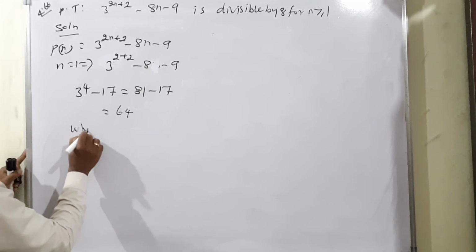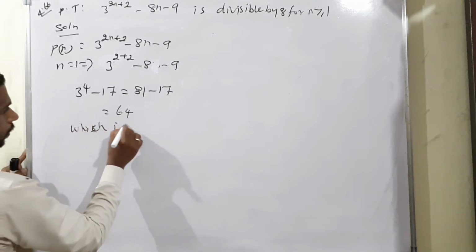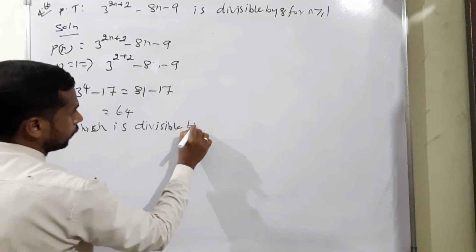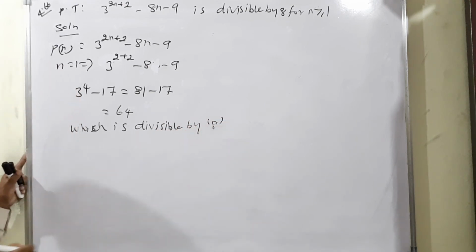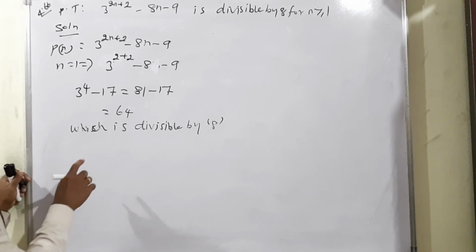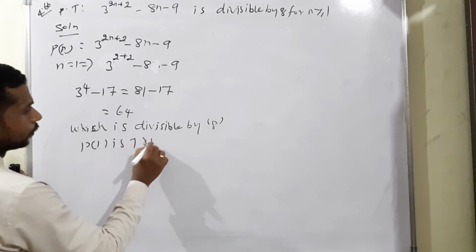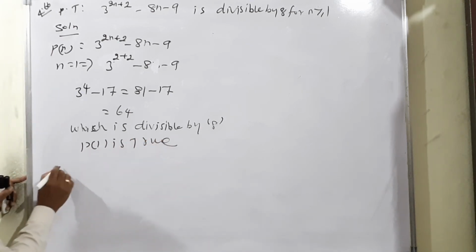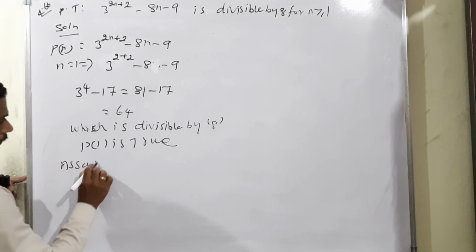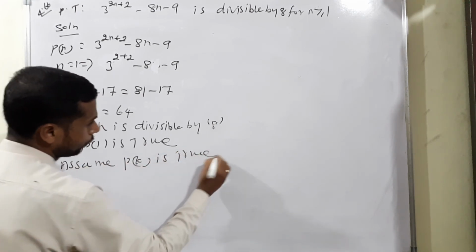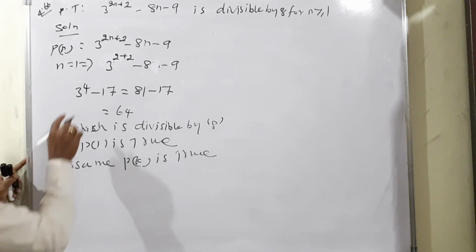81 minus 17 means we will get the answer 64. Definitely we can say this is divisible by 8, isn't it? Because 8 eights are 64. Now, definitely we can say P of 1 is true. First condition is clear. Second one, assume P of k is true, isn't it? So, assuming P of k is true, what is the meaning?